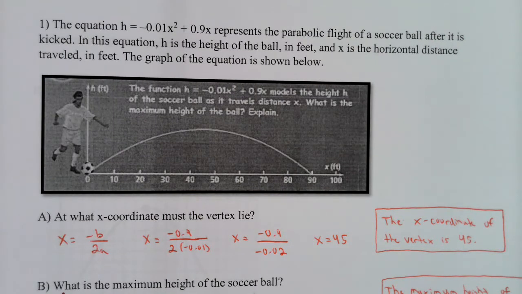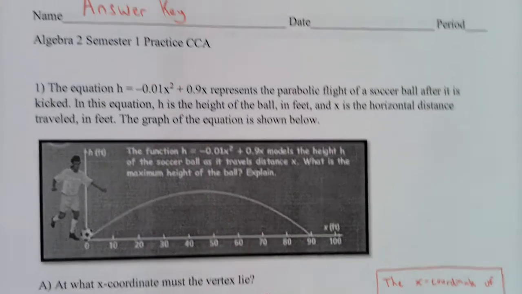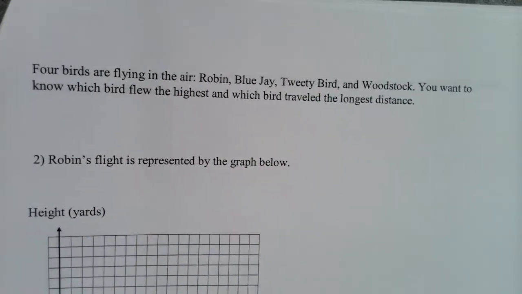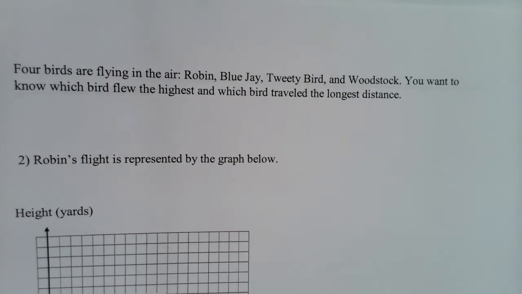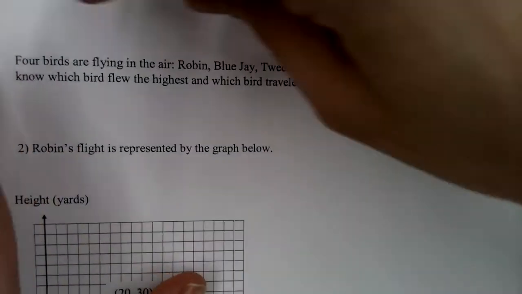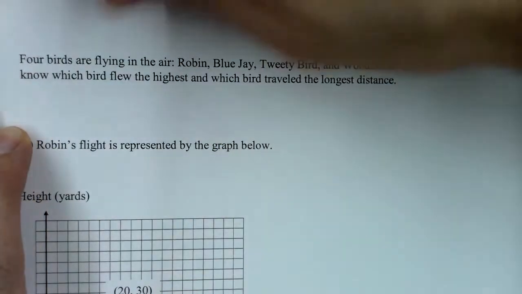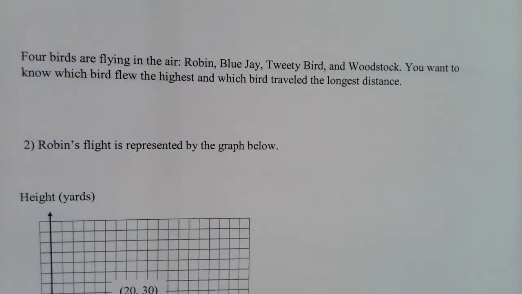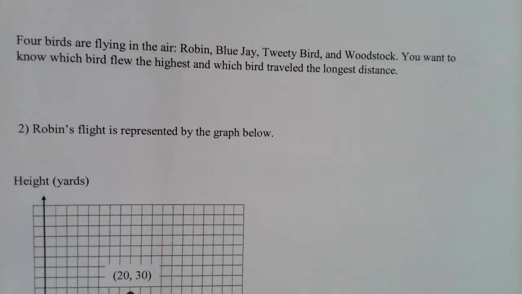Okay, let's move on to examples 2, 3, 4, and 5. Now these next 4 examples are connected. Four birds are flying in the air. We have robin, we have blue jay, we have Tweety bird, and we have woodstock. You want to know which bird flew the highest and which bird traveled the longest distance horizontally.